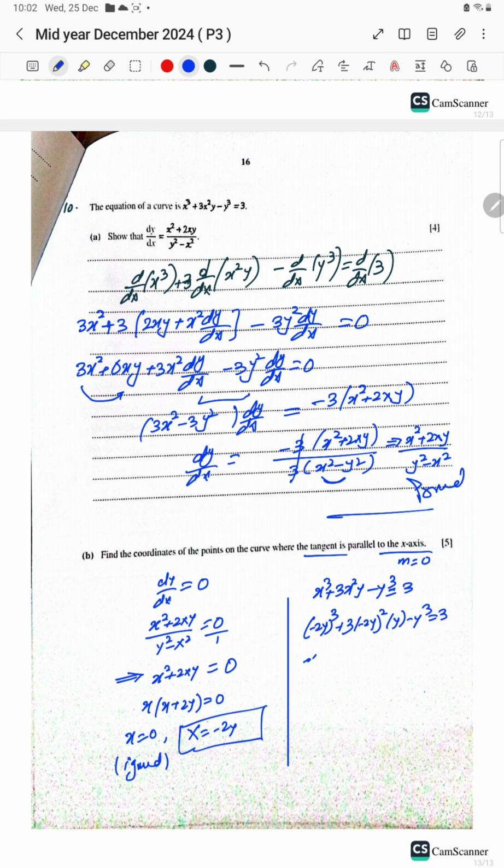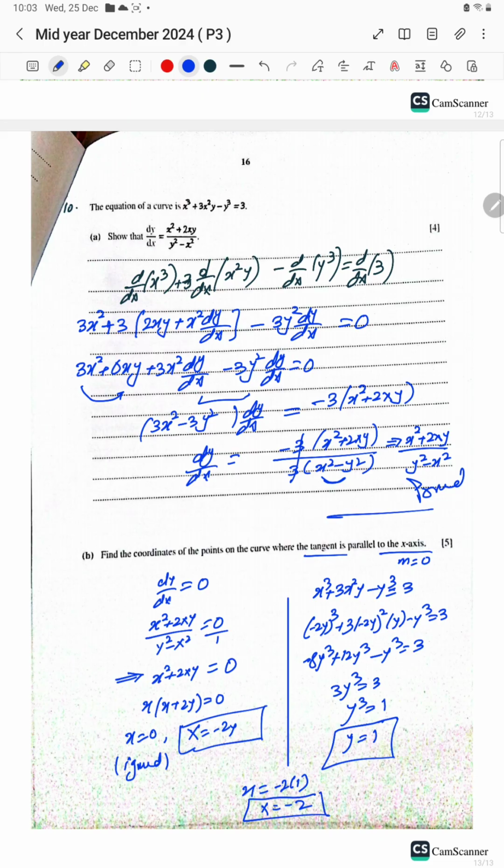Simplify, it will be minus 8y cube plus 12y cube minus y cube equal to 3. 3y cube equal to 3. So y cube equal to 1. y will be 1. So replace it here. x will be minus 2 times 1. x will be minus 2. Therefore the coordinates of the point are minus 2 and 1 on the curve where the tangent is parallel to the x-axis.